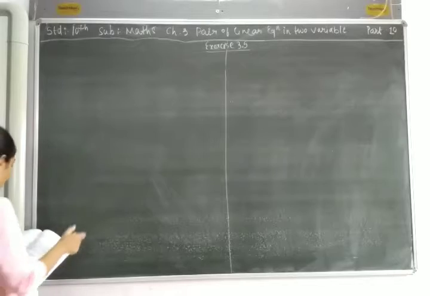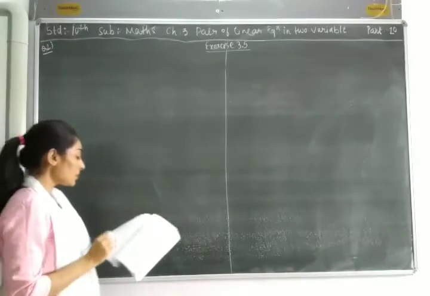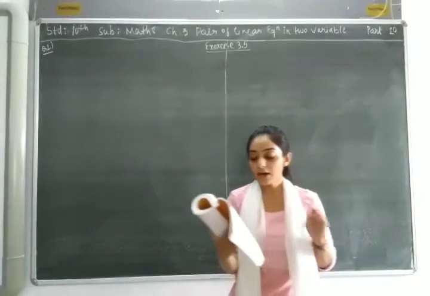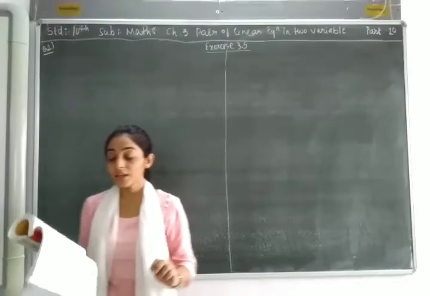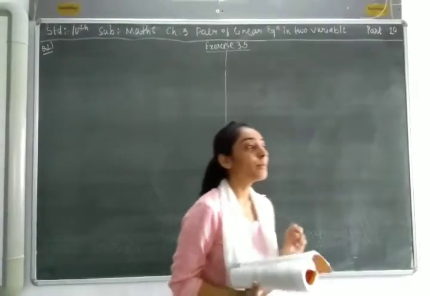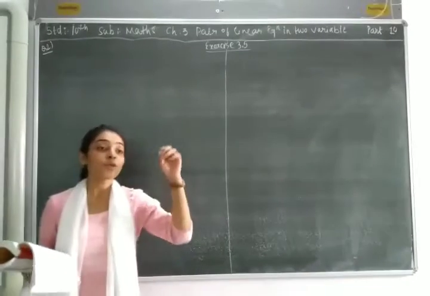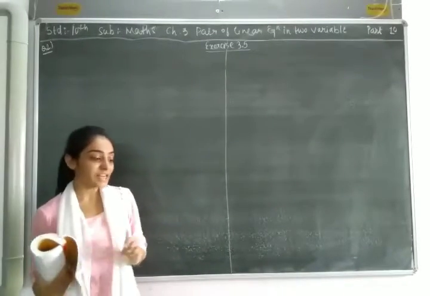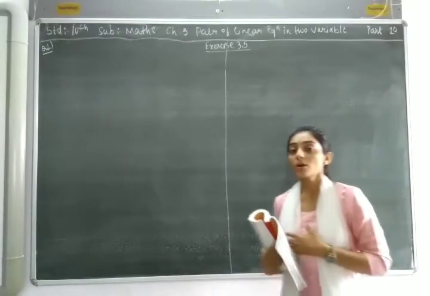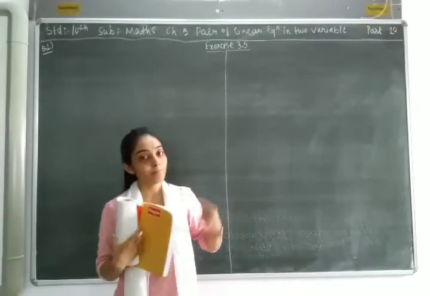The question number 2 says, for which value of a and b does the following pair of linear equations have an infinite number of solutions? Infinite number of solutions. For which value of a and b, it means we have to find the value of a and b.